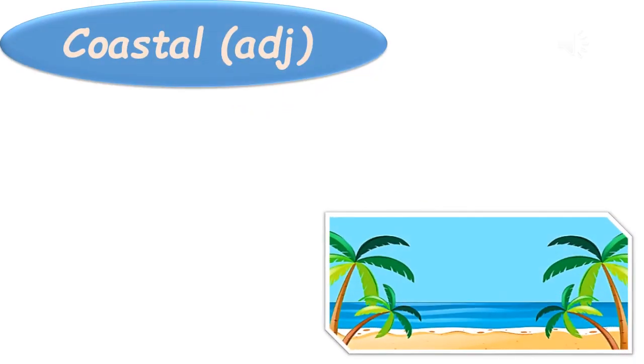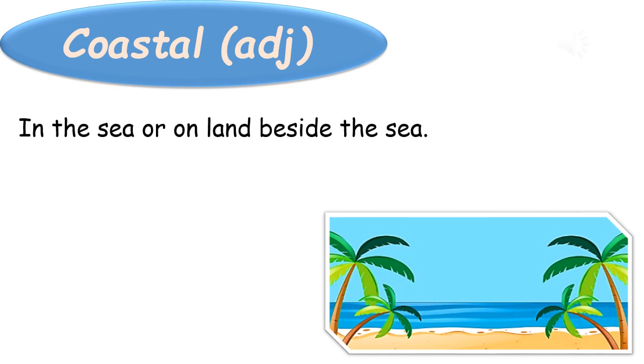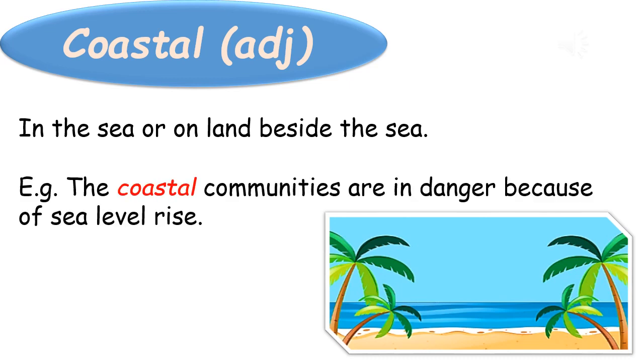Firstly, we need to recognize some important vocabulary. The first word that we have is coastal. Coastal is an adjective that describes a place or anything in the sea or on land beside the sea. For example, the coastal communities are in danger because of the sea level rise.